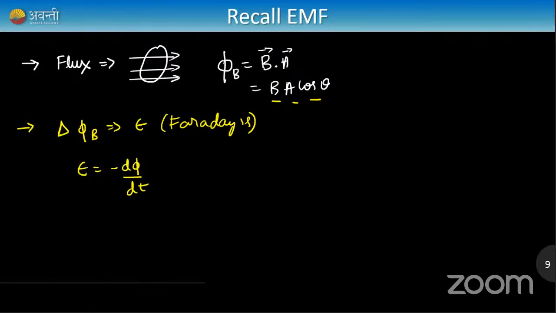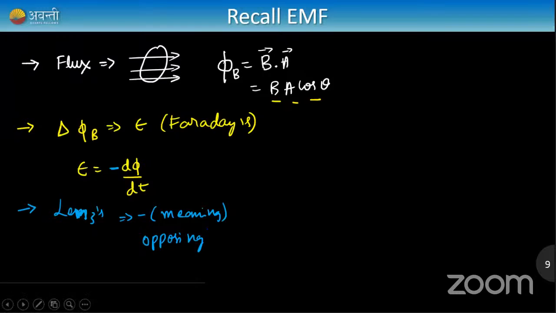Later on, after some 15 years, a person called Lenz comes into action, and he tells why there's a negative sign here and what is the meaning of the negative sign. He tells that we get a negative sign because of opposition. Like inertia, when you have a very big object, it's very difficult to move. Similarly, when there is current, it is very difficult to increase or decrease the current because of opposition from the circuit. That is why we have a negative sign.